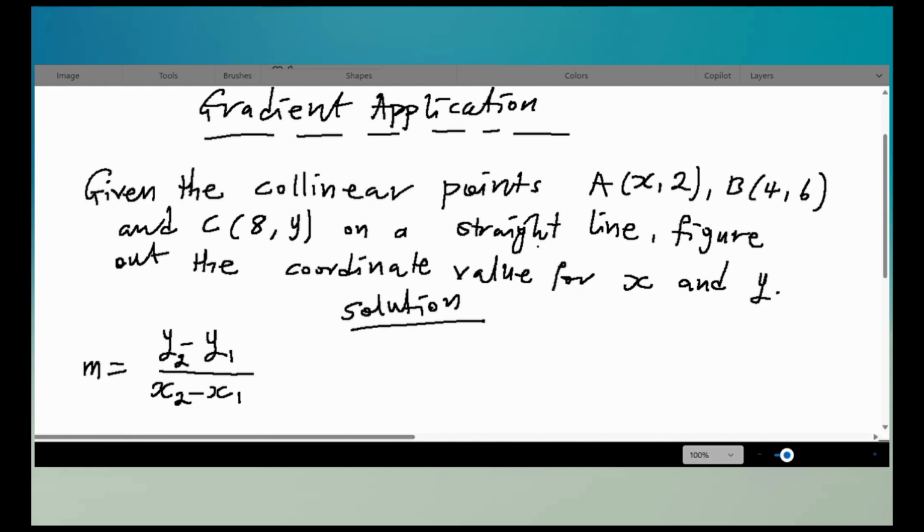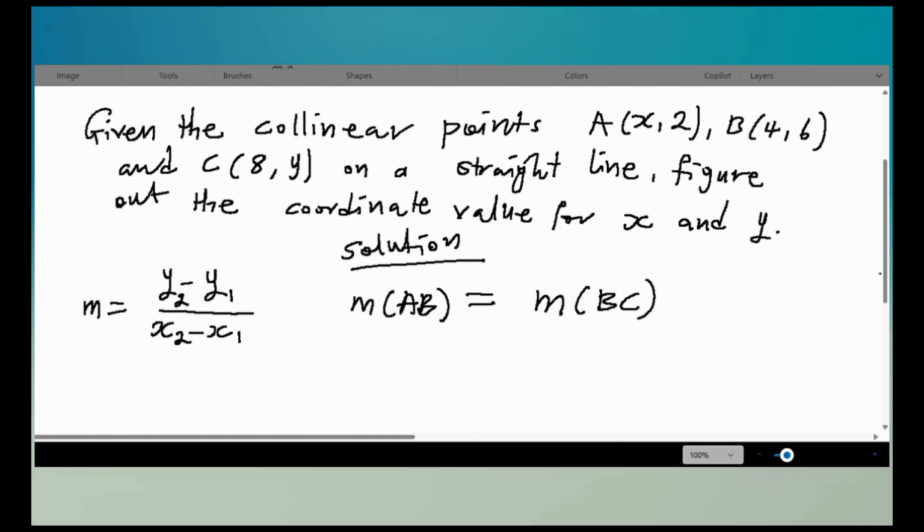let us use the concept of the 3 points being on a straight line. If the points are on a straight line, then we can say that the gradient of AB is going to be equal to the gradient of BC, right? That's going to be true. So how do we figure out the gradient of AB?